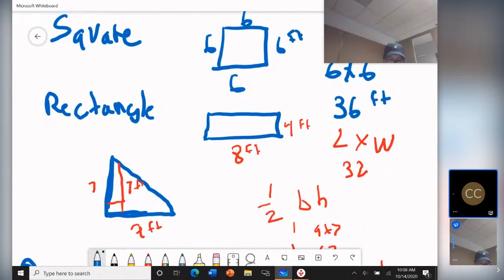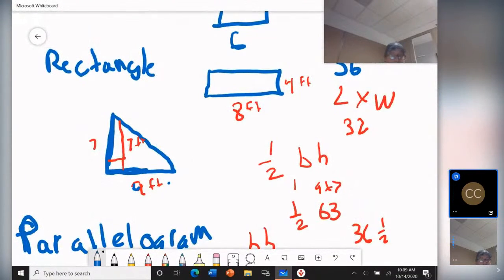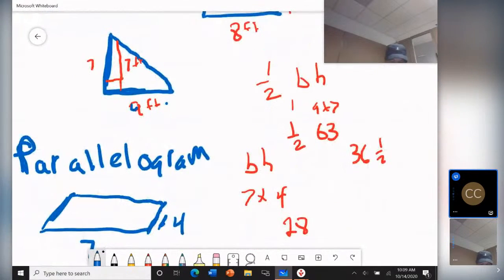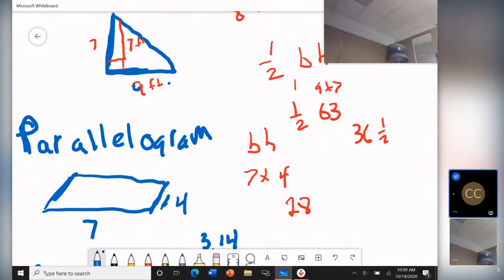The triangle is 1/2 base times height. And base is kind of what the triangle sits on. The bottom line is usually the base. In this case, I said the base was 9 feet, and the height is 7 feet. So it's going to be 9 times 7, the base times the height, and you're going to take half of that. In this case, 9 times 7 was 63, and you would take half of that, which is 31.5. Okay. The parallelogram, base times height, 7 times 4. The base was 7, the height is 4, so that's 28.